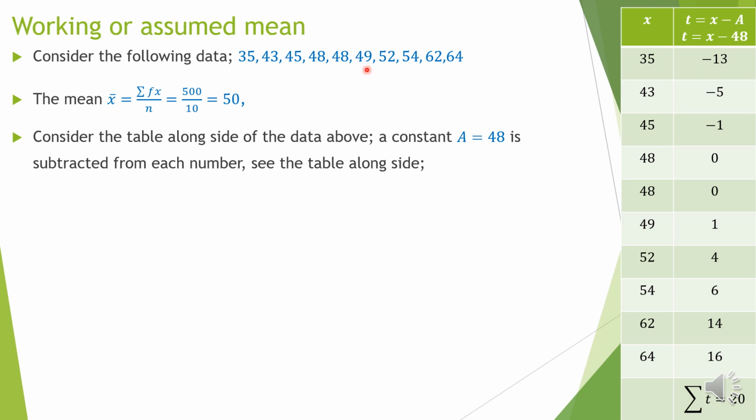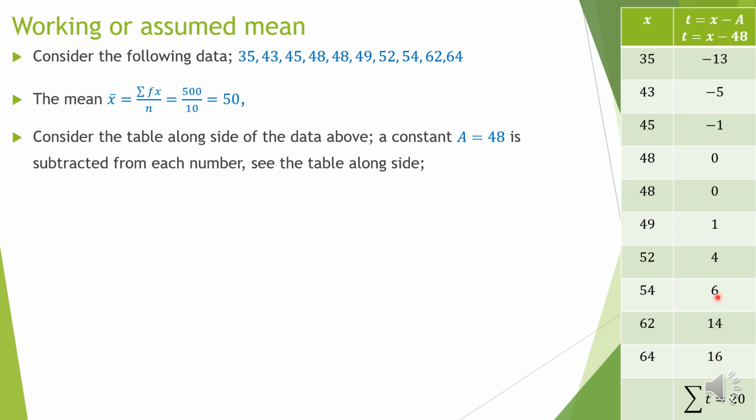Now I've subtracted 48 because 48 is nearly the middle number here. So I'm taking 48 from each number, and by so doing 35 minus 48 is negative 13, 43 minus 48 is negative 5, 45 minus 48 is negative 3, then 48 minus 48 is 0, 48 minus 48 is 0, 49 minus 48 is 1, 52 minus 48 is 4, 54 minus 48 is 6, 62 minus 48 is 14, and 64 minus 48 is 16.